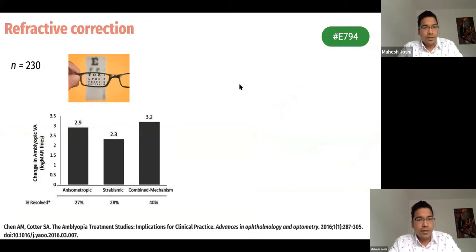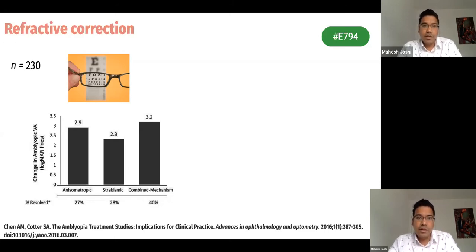So first, let's start with the refractive correction. A good cycloplegic refraction and full correction of any refractive error is the first basis of amblyopia treatment. Generally, when we do cycloplegic refraction, in the post-cyclo evaluation we tend to reduce the amount of hypermetropia that we find, to account for the loss of accommodation during cycloplegia.